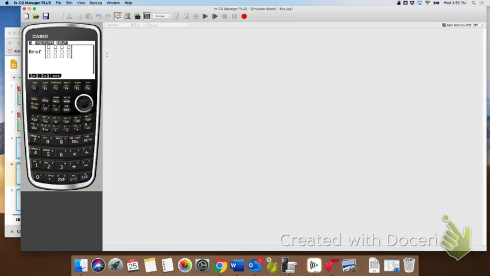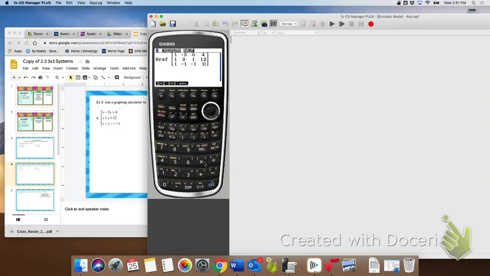So go ahead and type in the augmented matrix for this system. All right, so once you've typed in your augmented matrix for that system, then what we're going to do is we're just going to press enter. And that's going to tell us our solution. So remember the way this corresponds.